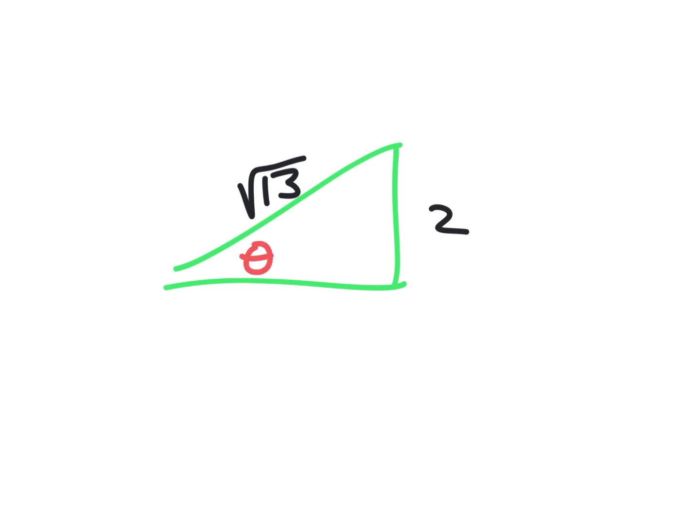So what if I give you a triangle and I give you 2 of the sides? This side's going to be the square root of 13, and this side's going to be 2. And all I asked you for is what's the third side? There's a way.